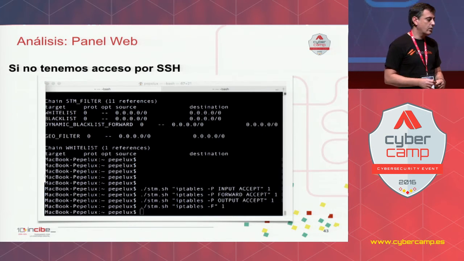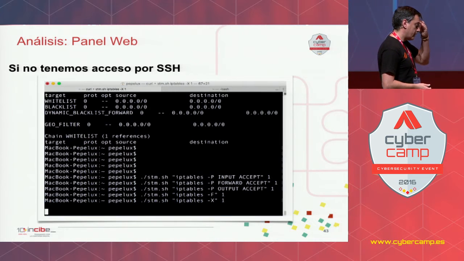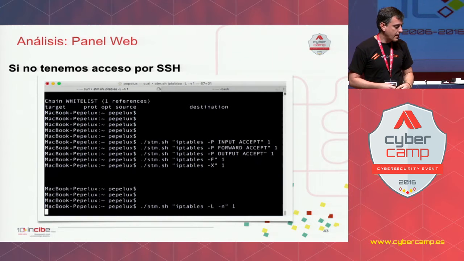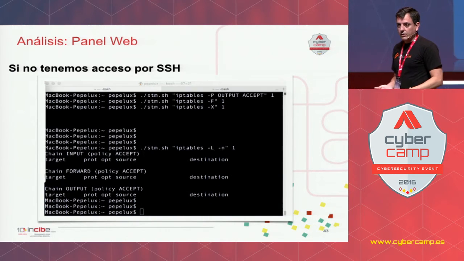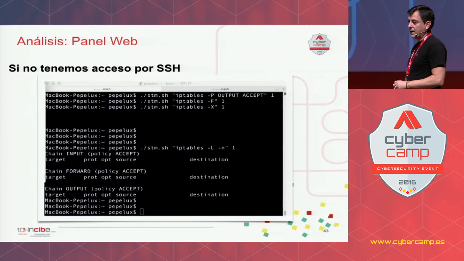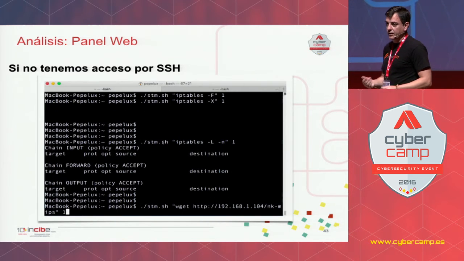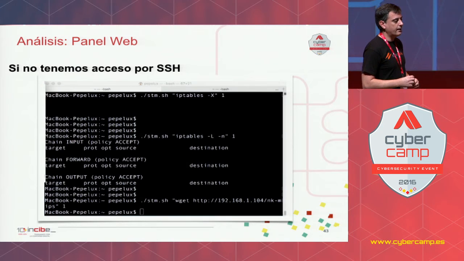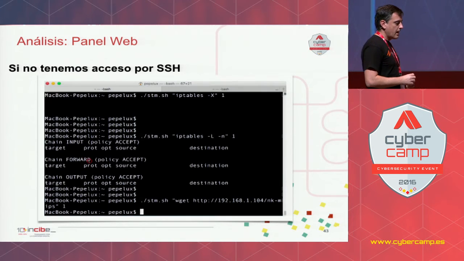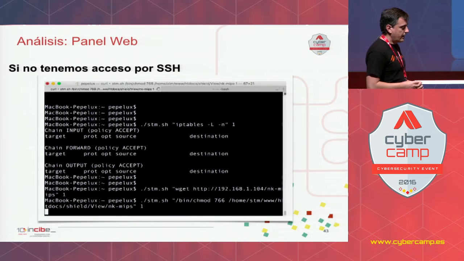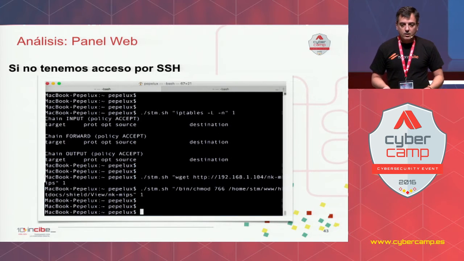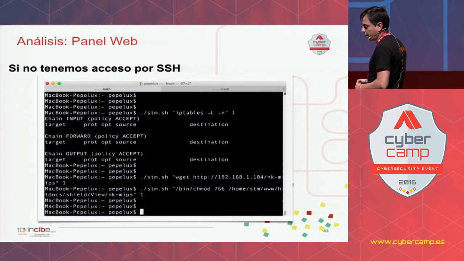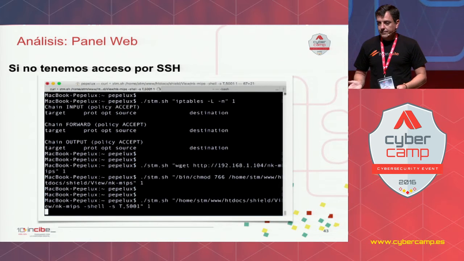We delete the entry, exits, rules. We check that all the rules have been deleted, that everything is clean, and then we use wget to download netcat. So we connect it with our machine, the binary is downloaded, then we will give it run permissions, and then we run it.